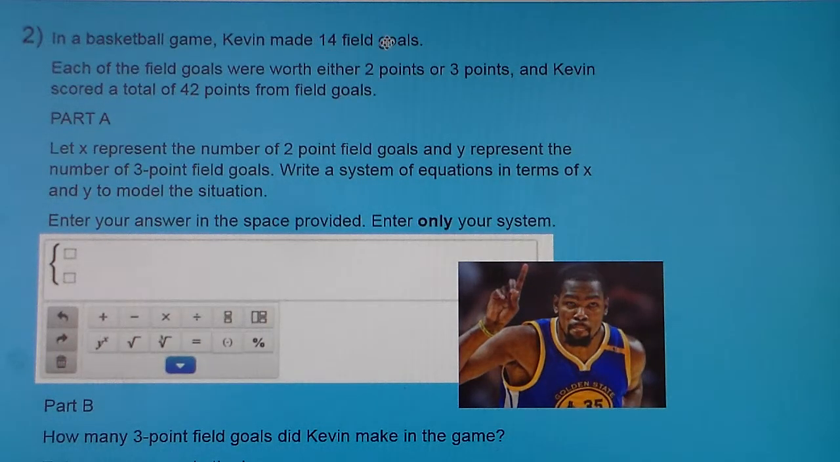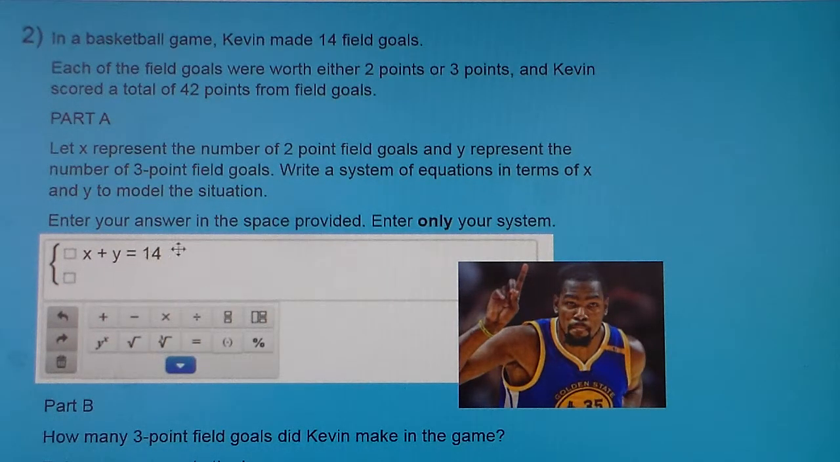So Kevin made 14 field goals. Well, we know there's 2-pointers, which is going to represent the X, and there's 3-pointers, which we represented by Y. So X plus Y, well, there's going to be 2-point shots plus 3-point shots, and the total equals 14 shots that Kevin made. So that's what's going to be typed up in here.